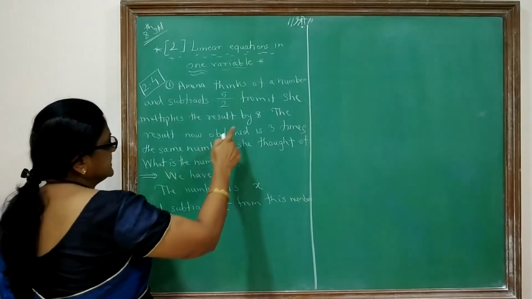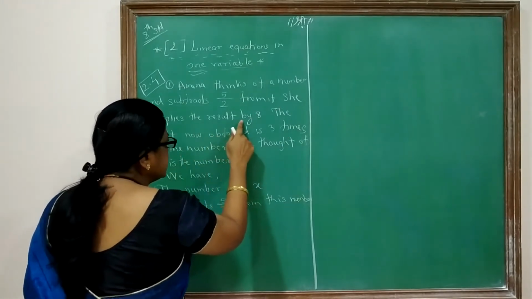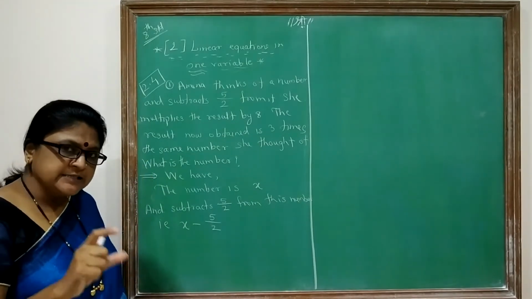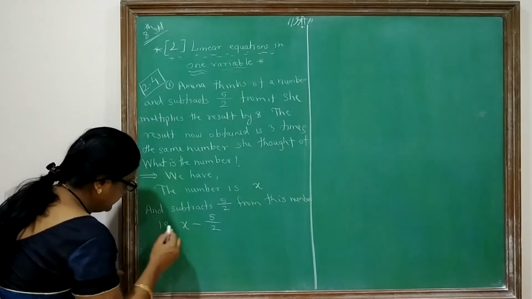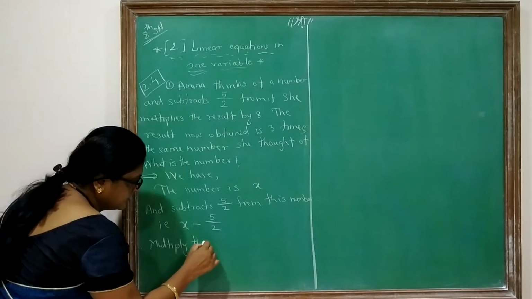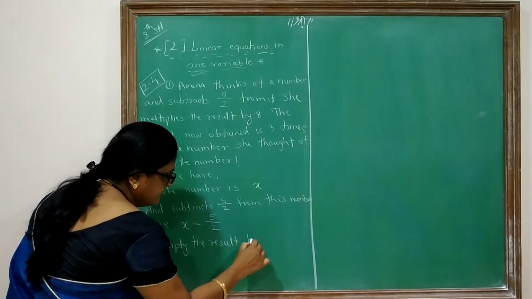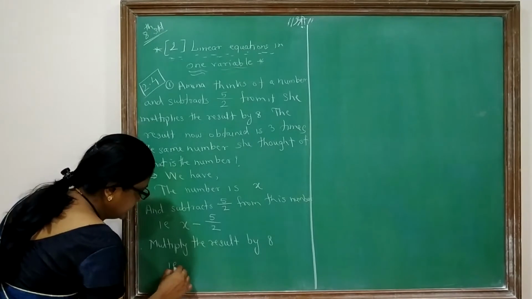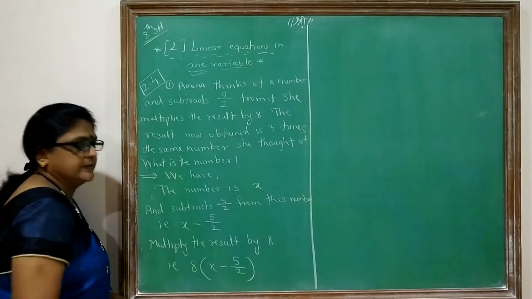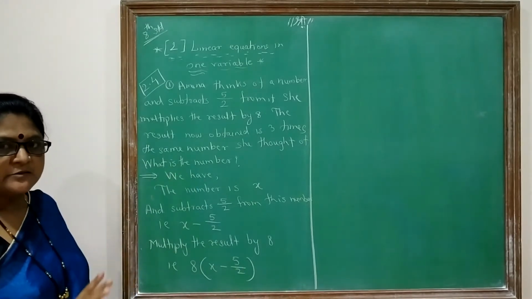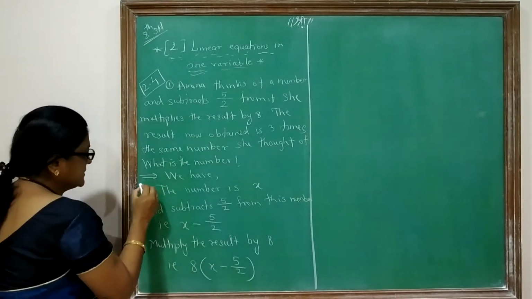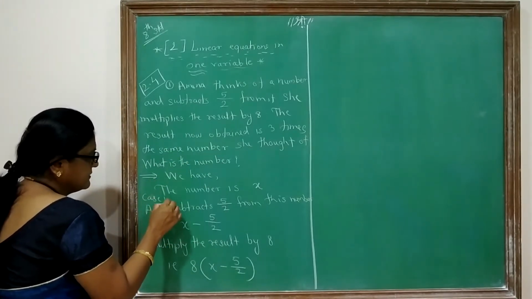Then your next sentence is what? She multiplies the result by 8. She means Amina. Amina multiplies the result by 8. Then again you will write here, multiply the result by 8. That is 8 in bracket x minus 5 by 2. This is your first condition. Then you will write your case first.